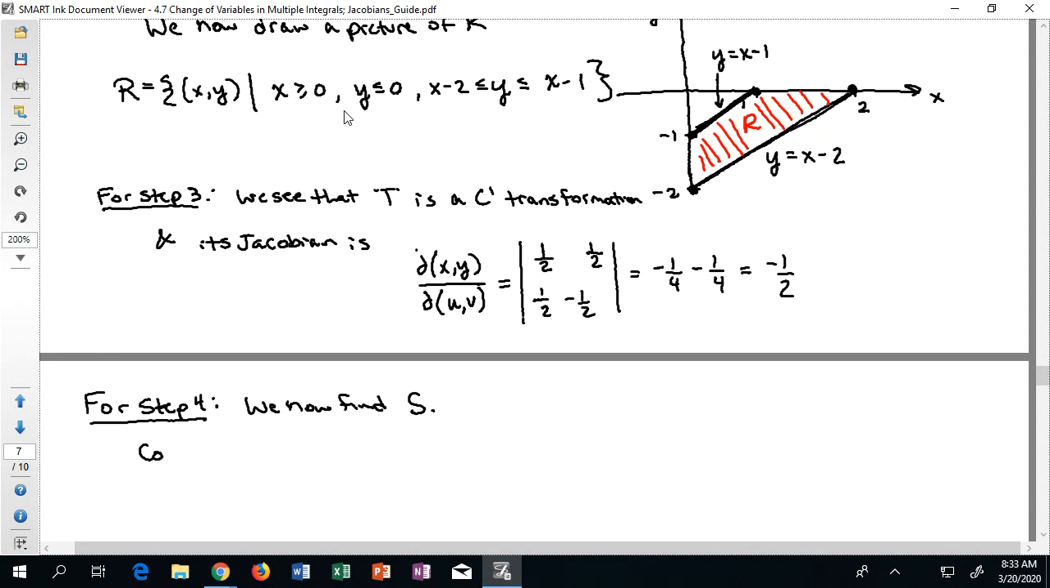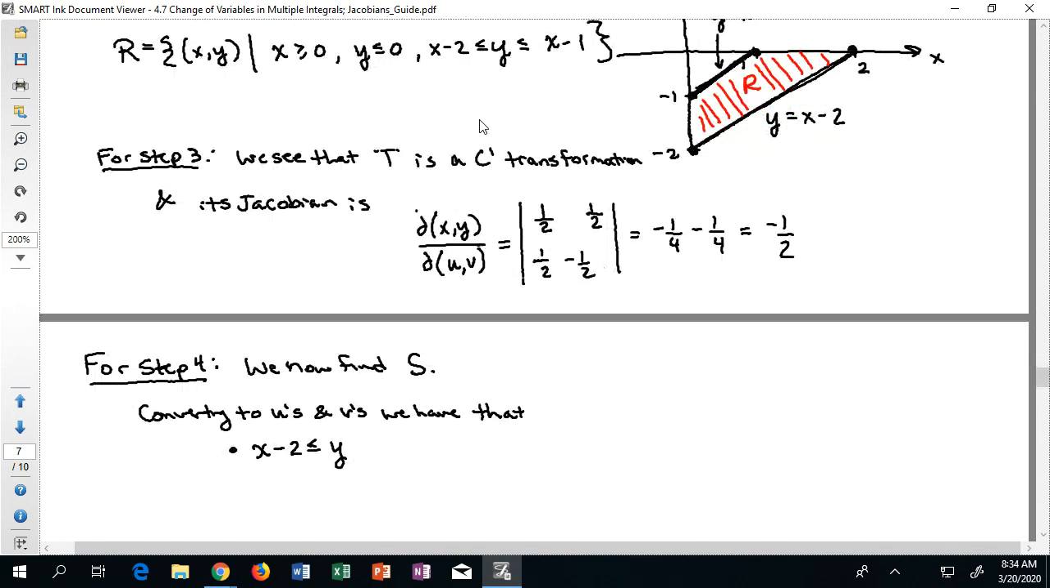So I'll say, converting to u's and v's, we have that x minus 2 was supposed to be less than or equal to y. We saw that kind of up here in the box, or in the set notation up above.